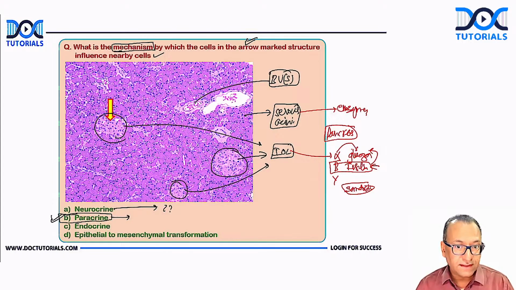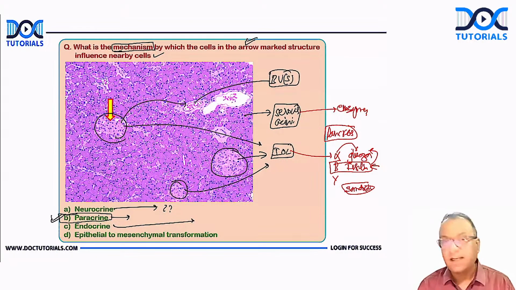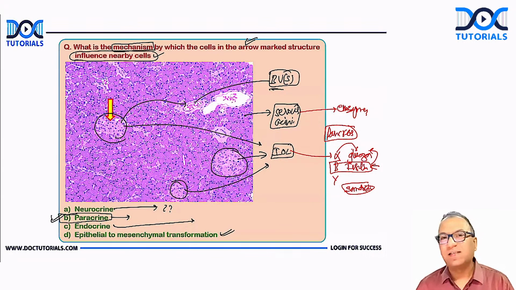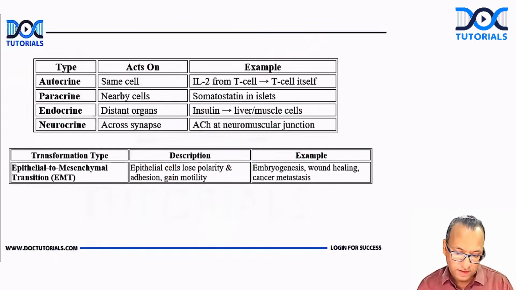And yes, Grace, islet of Langerhans. Endocrine, you can say, because these cells will put their secretions into the blood vessels, and they can have an effect on this, but that will be indirect. They are asking about influence on the nearby cells, so it must be paracrine. And epithelial to mesenchyme, that is something you can see in the process of gastrulation. I have a table. Let us go look at the table.